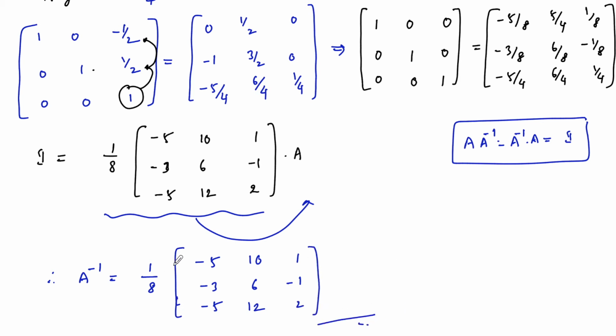This is the inverse of the given matrix by using elementary row transformation. Now let us check the same problem by using column transformation, and let's see whether the answer is same or not. And we can also verify it.